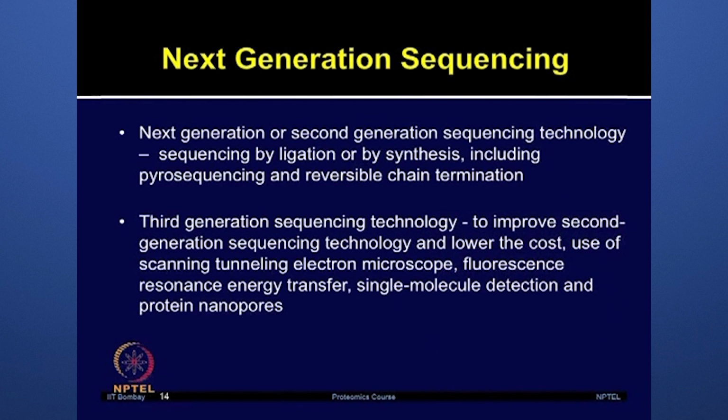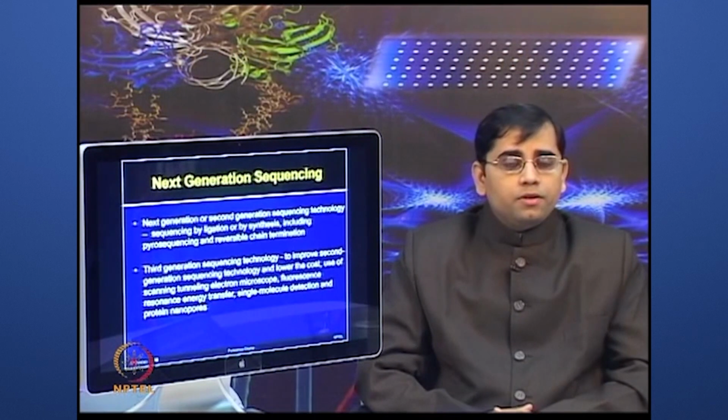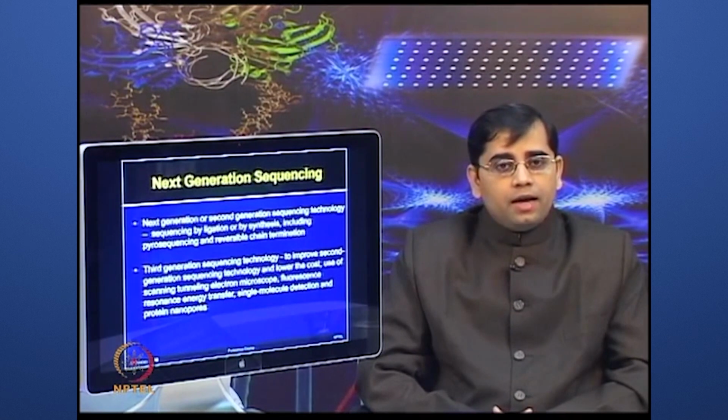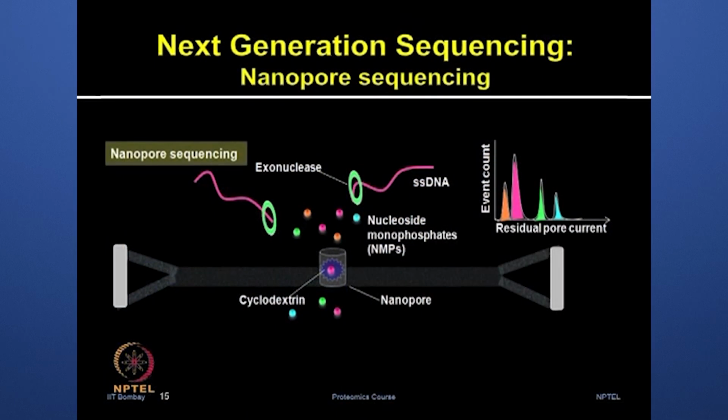An even more advanced form, third generation sequencing technology, is also in progress, aiming to further improve on second generation sequencing technology and lower the cost per base, by using a scanning tunneling electron microscope, fluorescence resonance energy transfer, single molecule detection and protein nanopores. The next generation sequencing based on nanopore structures is known as nanopore sequencing, which is shown in this slide.